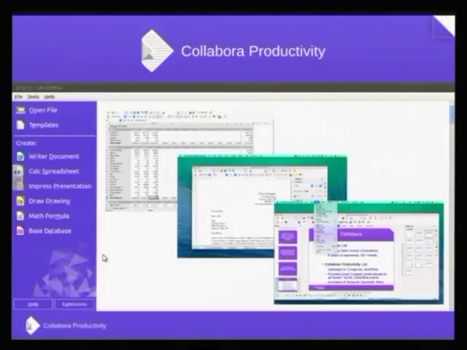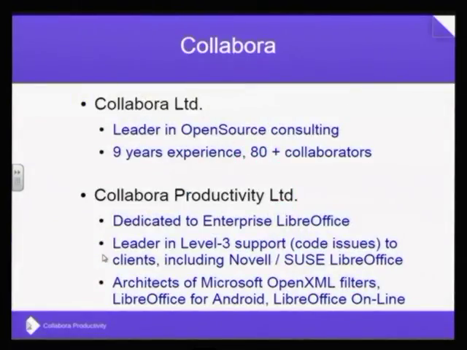Collabora Productivity is, as you know, the version of LibreOffice produced by Collabora. In terms of the company, we are the leaders in open source consulting. We have more than 9 years and 80 collaborators. We formed the Collabora Productivity Division 3 years ago, dedicated to enterprise LibreOffice, and we provide level 3 support for code issues and to clients, including some of the customers. And we have the architects of the Microsoft OpenXML filters and for Android and online. This is the commercial part.